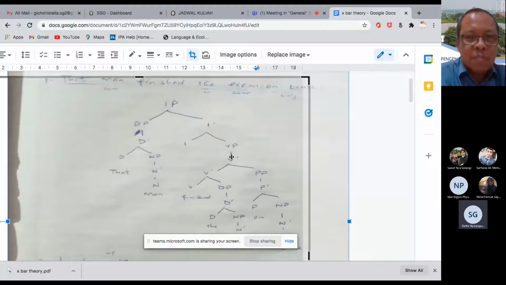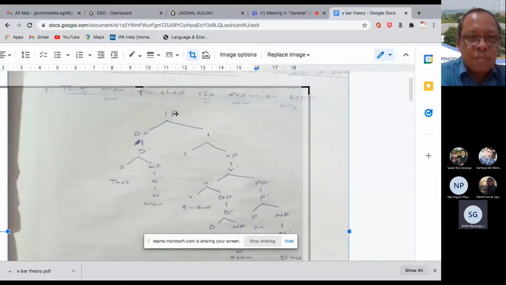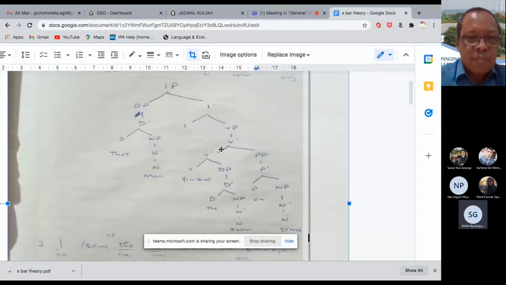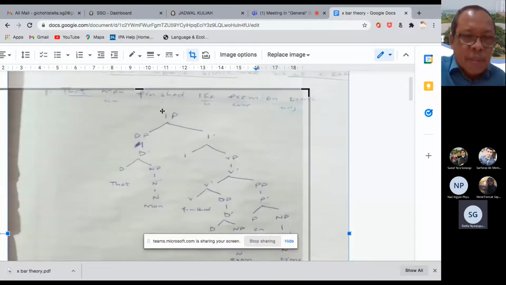But in this sentence, if we check, we can see that the man finished the exam on time. On time is an adjunct because it's a prepositional phrase. Because it's an adjunct, adjuncts are sisters to the V bar and also daughters of this V bar. So it has to come on this end. So this V bar now branches to the V, the verb itself, which is finished.